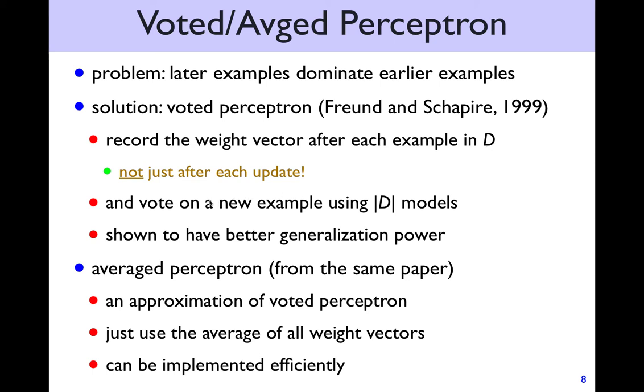And at testing time, for any new example, you would vote using all these D weight vectors and take the majority. If there's a tiebreaker, you can do whatever, but that's unlikely. Voted perceptron has been shown in this Freund and Schapire paper to have much better generalization power, and in fact they call it large margin perceptron, which means it approximates the max margin behavior in SVM, but it doesn't really. So it kind of approximates max margin, so it's large margin.